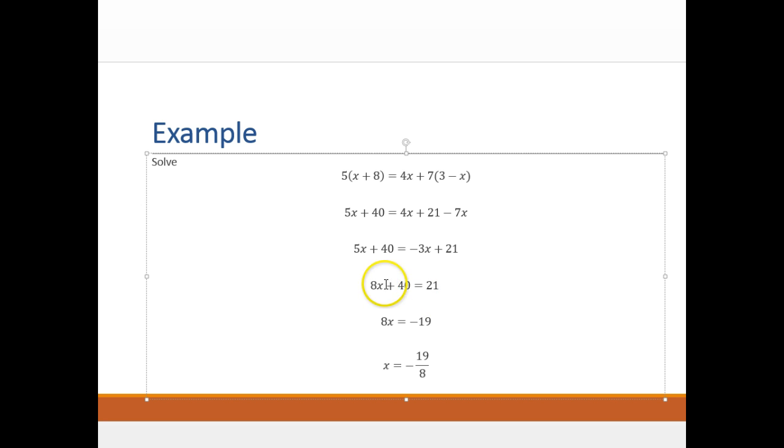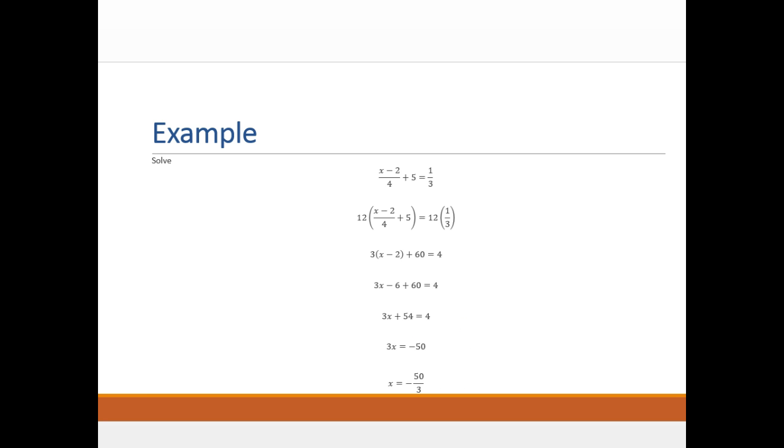We now have our variables on the left, so it means we want our constants on the right. So we're going to subtract 40 from both sides. We're going to get 8x equals negative 19. So x is negative 19 over 8. And typically we should check to make sure our answer is correct. My suggestion is when you have very simple numbers, plug back in and check. When you have time on your test, plug back in and check. But a lot of times as you get more and more comfortable with these, you get more and more comfortable knowing that your answers are correct.